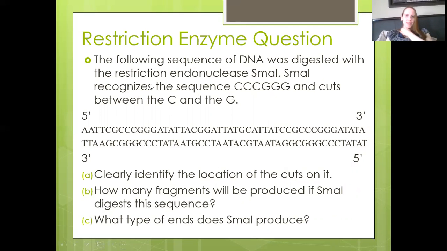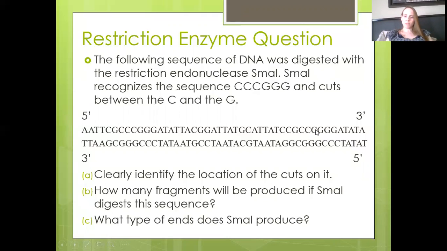So in this example here, it says that this sequence of DNA was digested using the endonuclease SmaI, which recognizes the sequence CCCGGG and then cuts between the C and G. It wants to identify the locations where it would be cut. So CCCGGG, it would cut right here between the C and G on the top and the C and G on the bottom. And then it would also do the same over here between the G and C on the top and the G and C on the bottom.